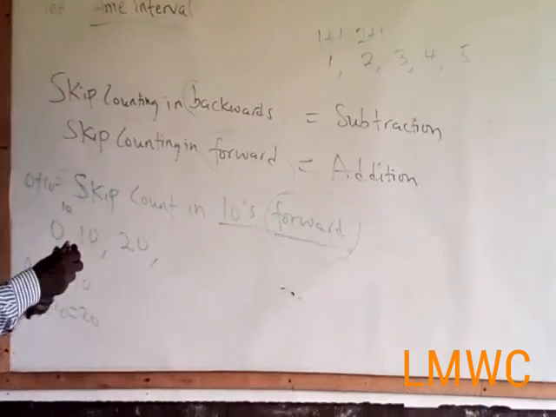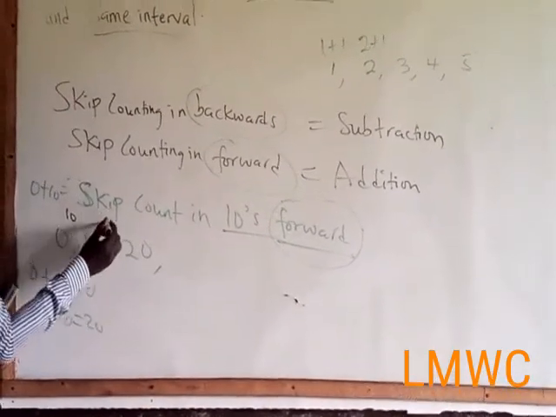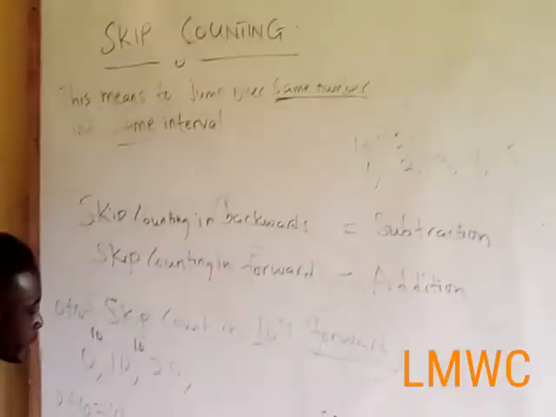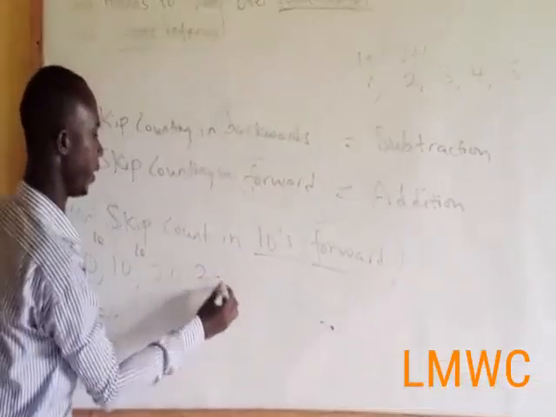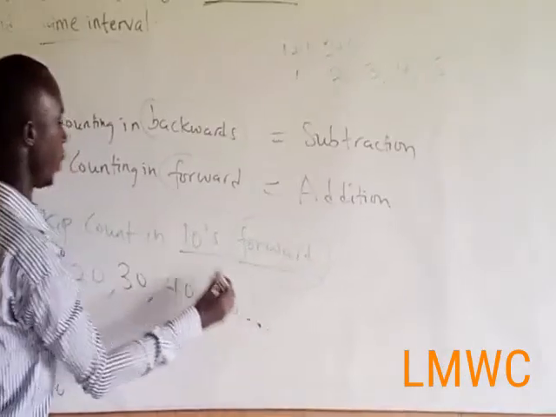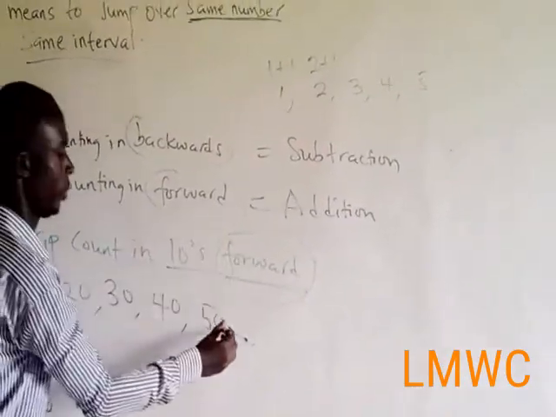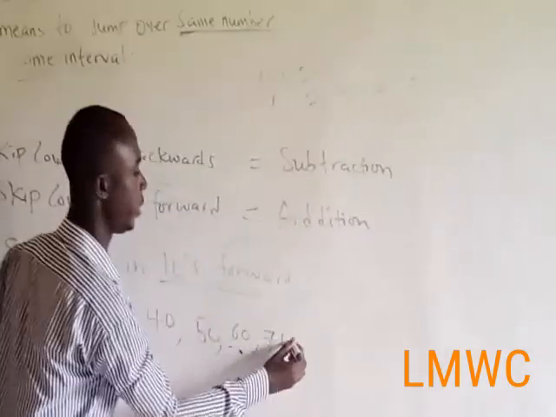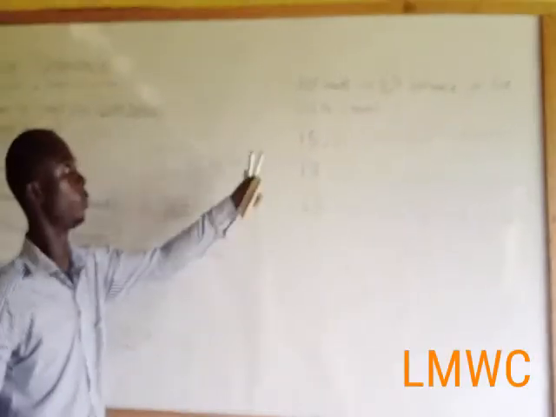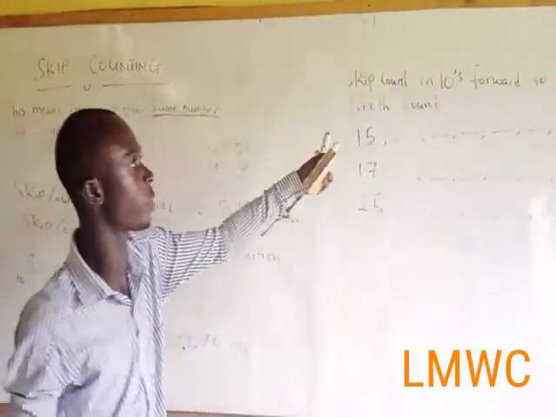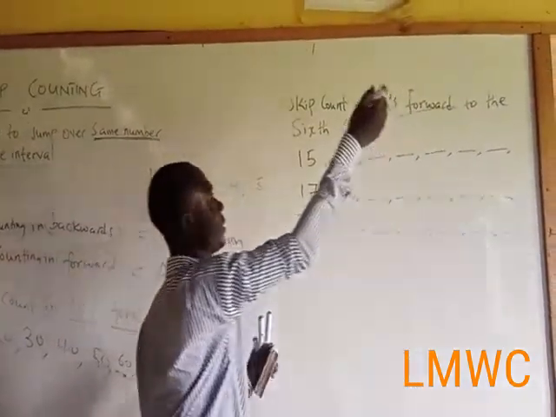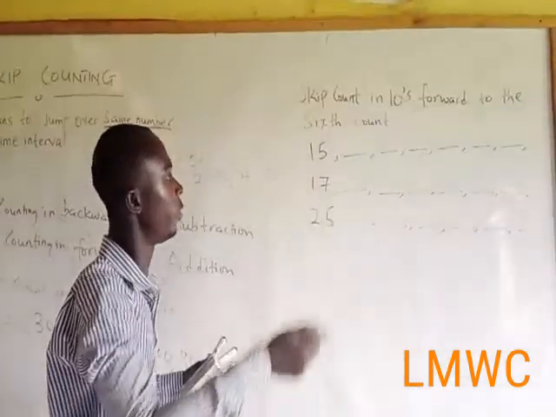Let me use my black marker. An interval of 10 is here. This means 20 plus 10 is what? 30. So we have 30 here. 30 plus 10 is what? 40. Plus 10, 50, because we are skip counting in tens. 60, 70, 80. You can decide to leave it here. So they can limit you to skip count in tens forward to the 6th count. We are still on forward. Forward means addition, using the same interval.